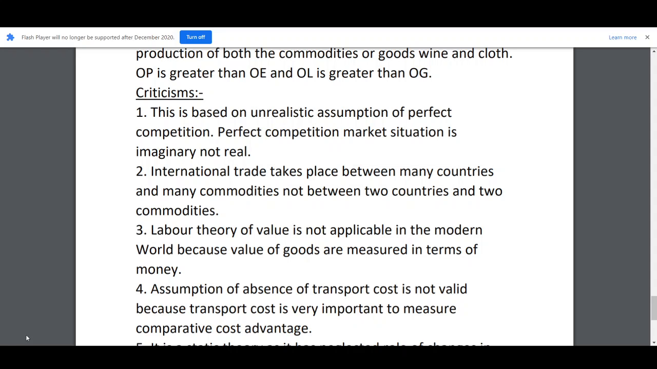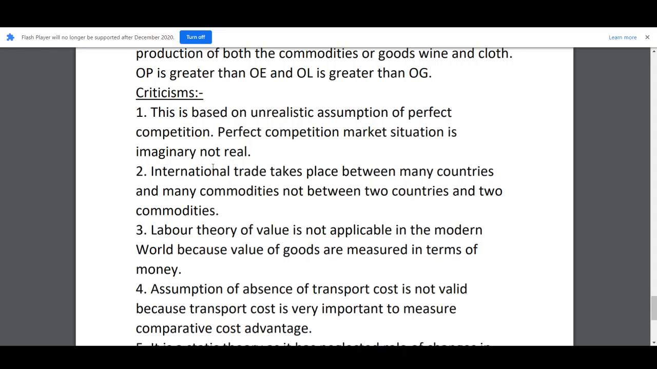The first criticism is that it is based on the unrealistic assumption of perfect competition. See, perfect competition we studied already in FYBCom, but it is not a real thing. It is imaginary. Got the point? We cannot see perfect competition. We studied that all commodities are same size, same color, same shape. Is it possible? No. Perfect competition is imaginary. So that was the first criticism of David Ricardo's theory. It is based on the unrealistic assumption of perfect competition, which means the perfect competition market is not real.